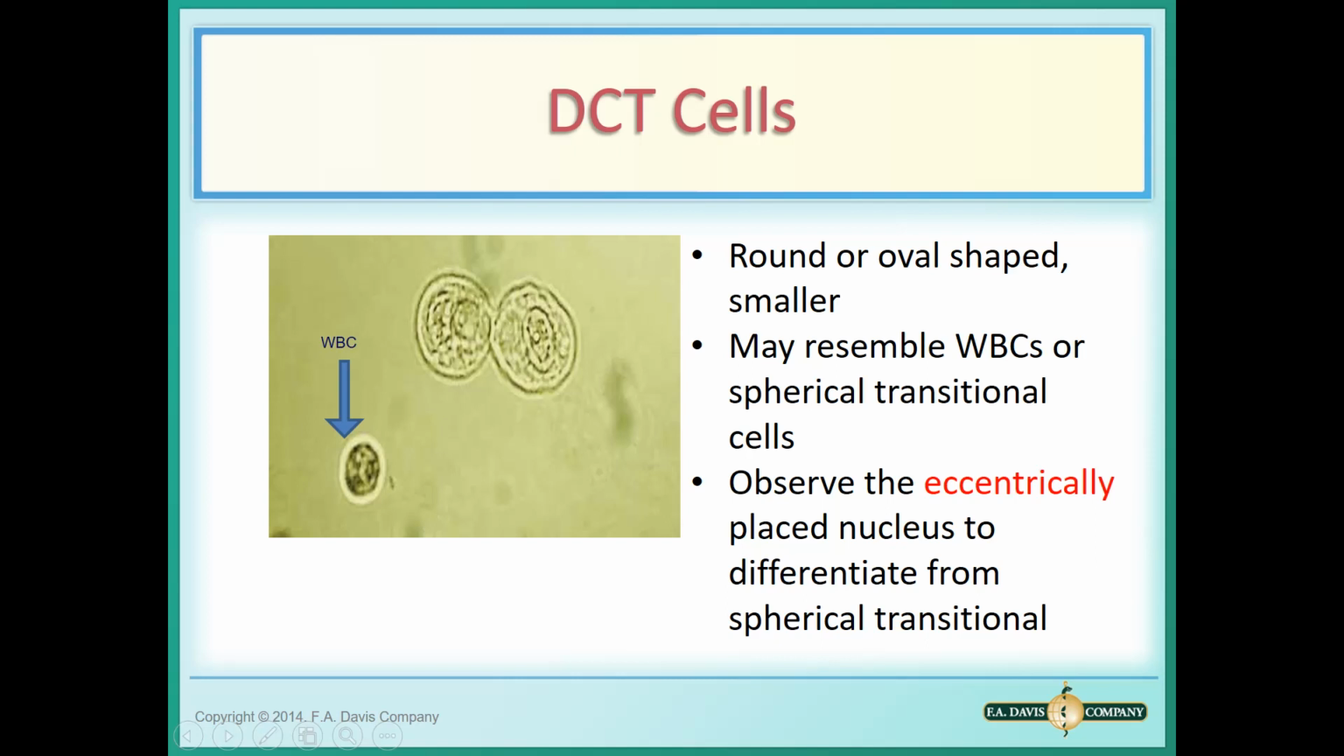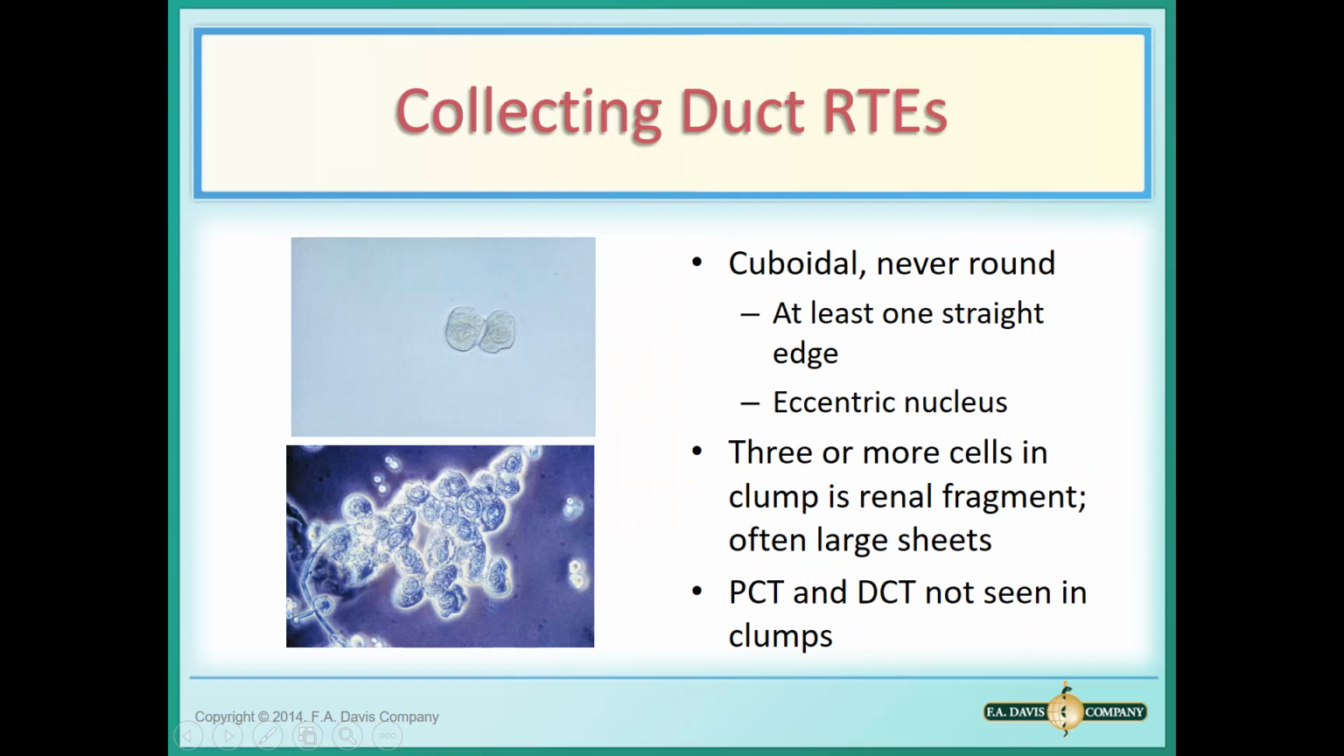And as a point of reference, here's a white blood cell. So you can see the difference in size, considerably different. Eccentric nucleus means off to the side. It's not eccentric like my crazy old relatives. Eccentric means off to the side. And then those collecting duct renal tubular epithelial cells are cuboidal, not round. They always have at least one straight side. They also have an eccentric nucleus. Again, these are a little less eccentric. This is a better picture. So here's the cell here, and there's the eccentric nucleus.